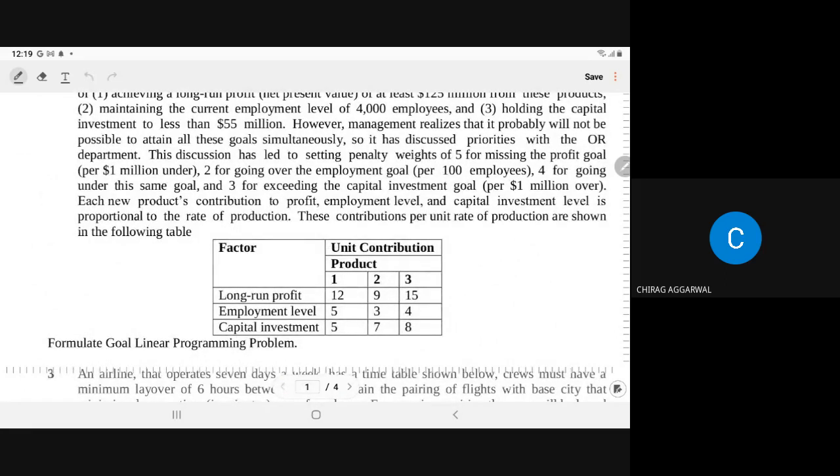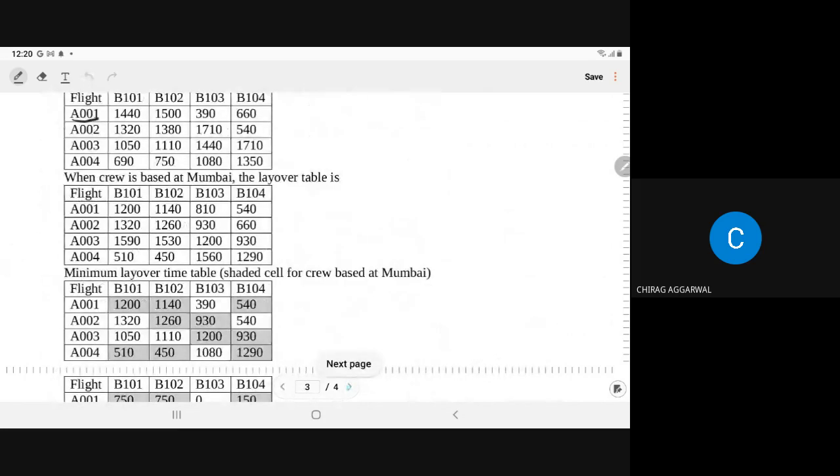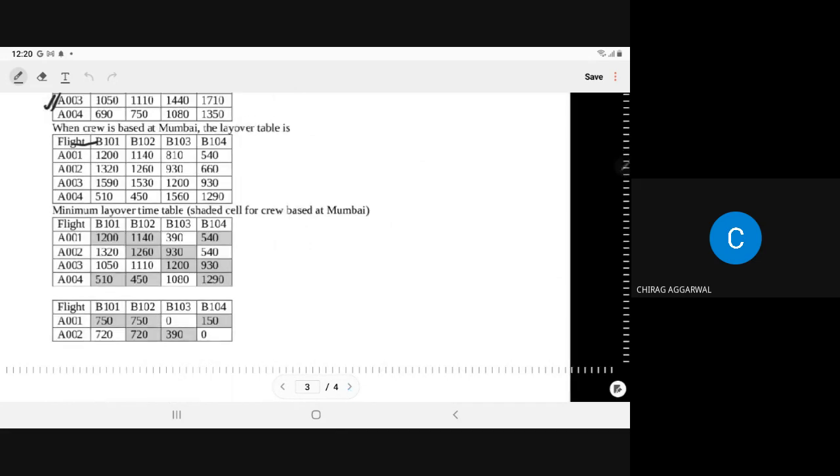Here the layover time will be: he is reaching by 9 a.m. and starting at 9 a.m., so obviously it will be on the next day, 9 a.m. to 9 a.m.